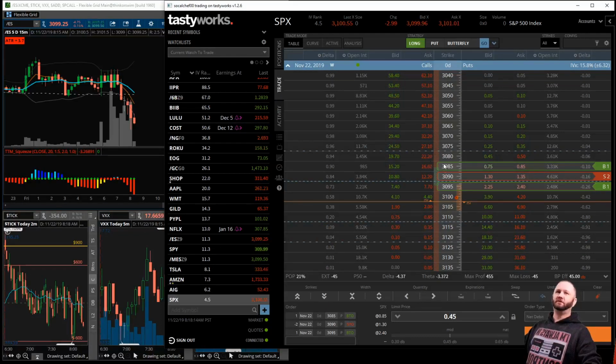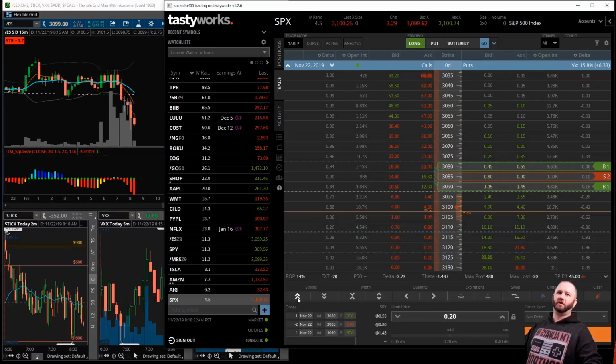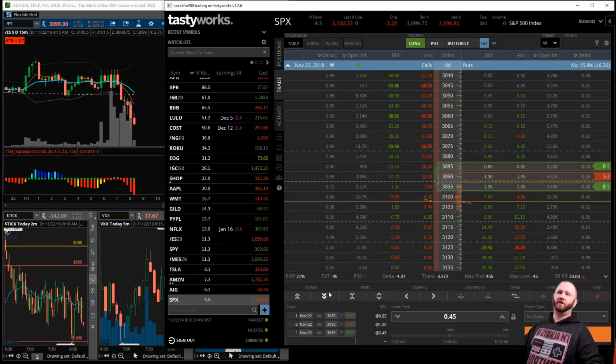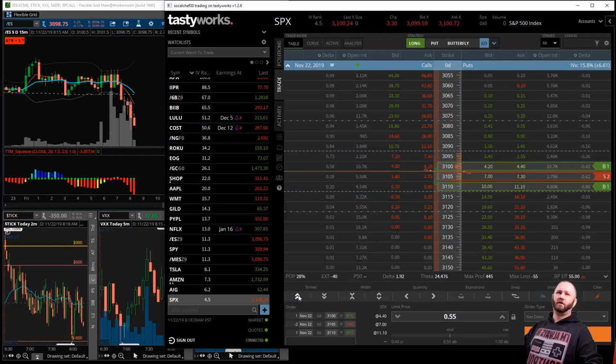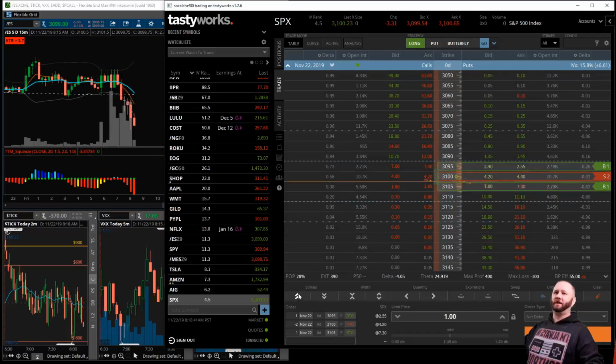Problem is if you don't get this directional move almost immediately, these are just gonna start decaying. And next thing you know, they're gonna be worth 10, 15, 5 cents, and your trade doesn't work, even if the S&Ps fall. So you need the S&Ps to fall or rise, depending on which spread you have, until you're all the way up here, where you're in the money or at the money, so that you can sell it.